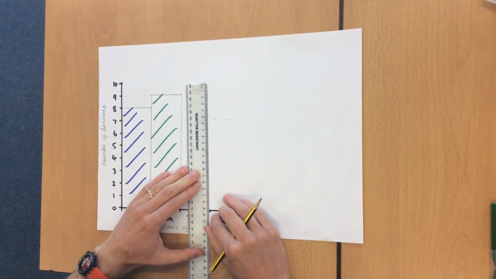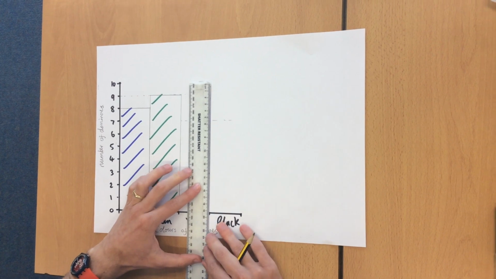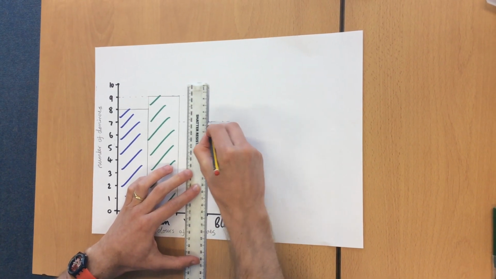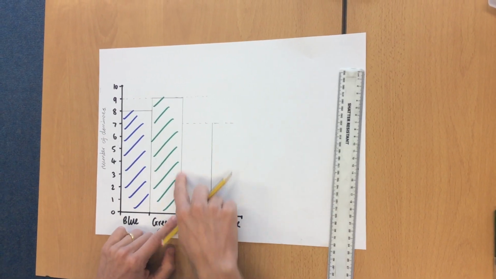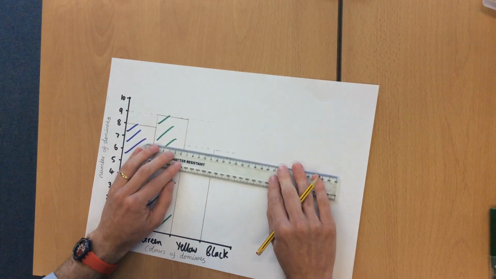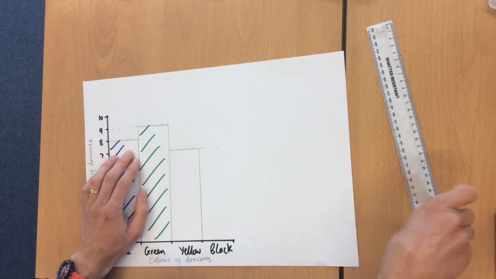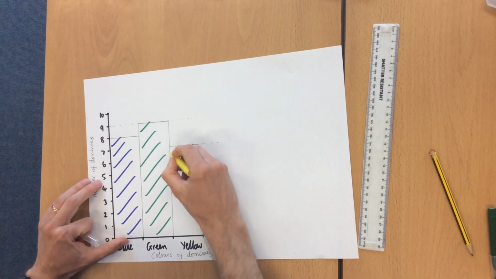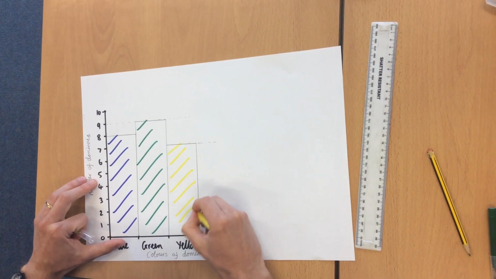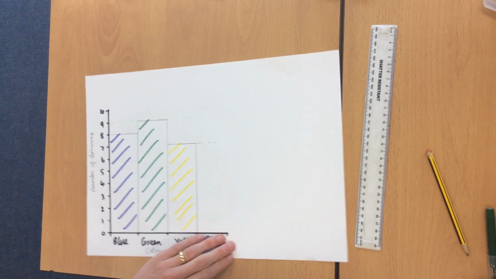And yellow, right, I'm going to go up on yellow. I only need to do one side of my bar chart on yellow because this side is shared with green. I'm going to put a hat on top of my bar chart. And there we have yellow. Right, I'm going to quickly shade that in. Yellow.